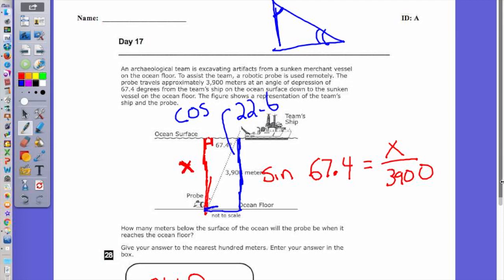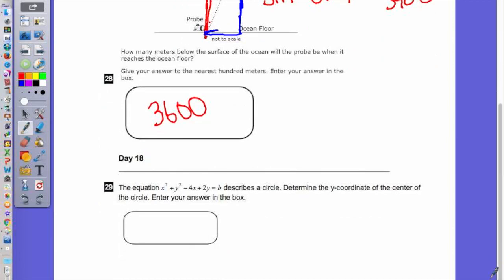Oh, I see it. Where was the number 7? Okay, yeah, no. Somebody was asking me a question earlier, and we weren't sure what question they were talking about, but now I see it's the next question. So the equation blah, blah, blah, describes a circle. Determine the y-coordinate of the center of the circle.